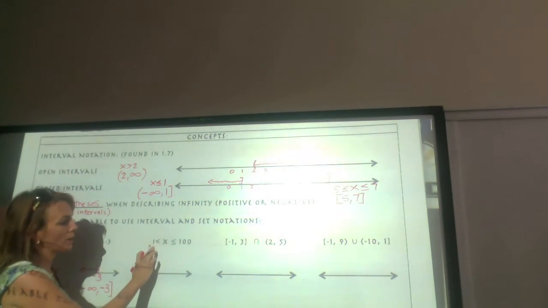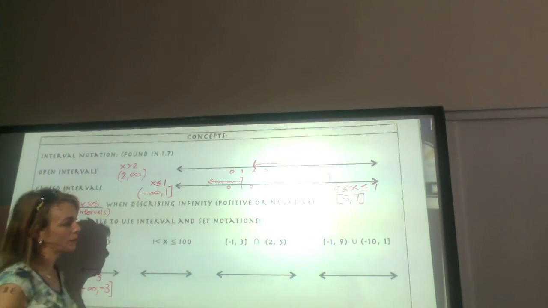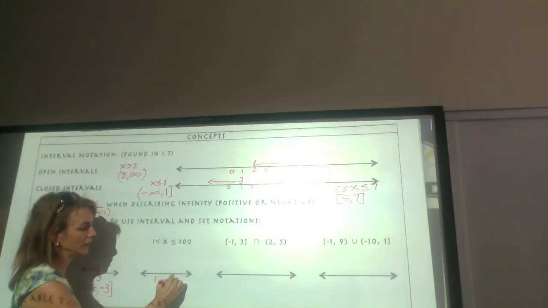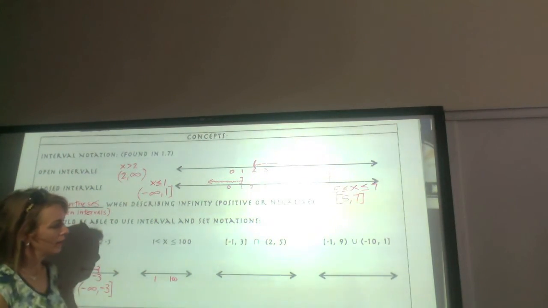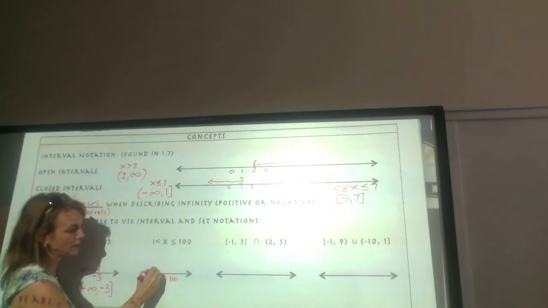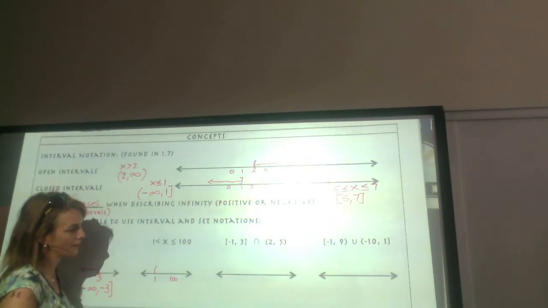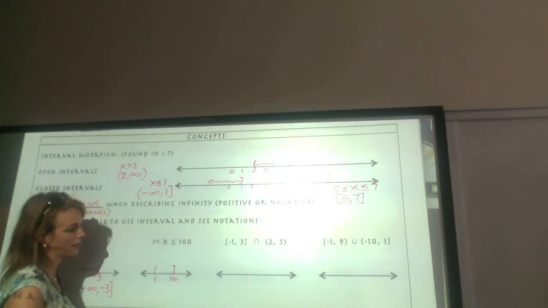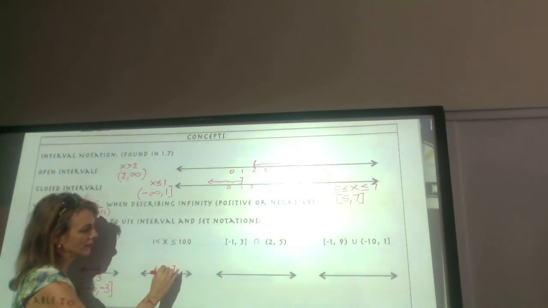X is greater than 1 and it is less than or equal to 100. Okay, so I need a couple of things on my number line here. I need a 1 and a 100. It's greater than 1, but it does not equal 1, so I'm going to use a parenthesis on the 1. It's less than or equal to 100, so I'm going to use a bracket on the 100. I'm going to shade everything in between.